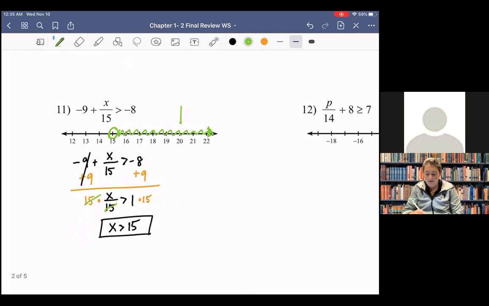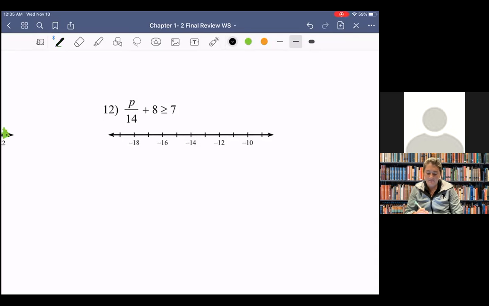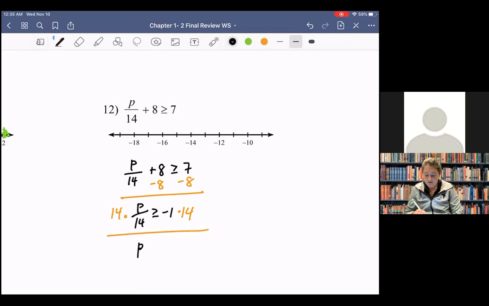Okay, and then you could double check. So maybe I'll pick 20. 20 is greater than 15. Yep, the alligator is eating the right one. So that looks good. Okay, number 12 looks very similar because it's p over 14 plus 8 greater than or equal to 7. So I'd start by subtracting the 8. And then I'll have p over 14 greater than or equal to negative 1. And multiply both sides by 14. And I will have p greater than or equal to negative 14.